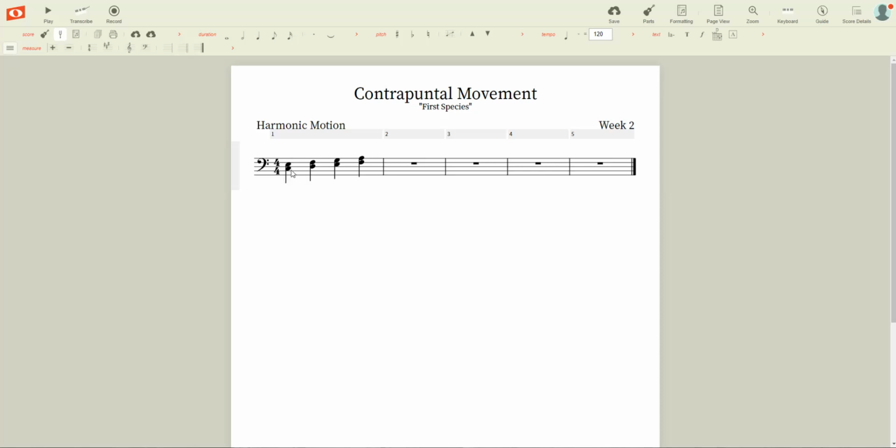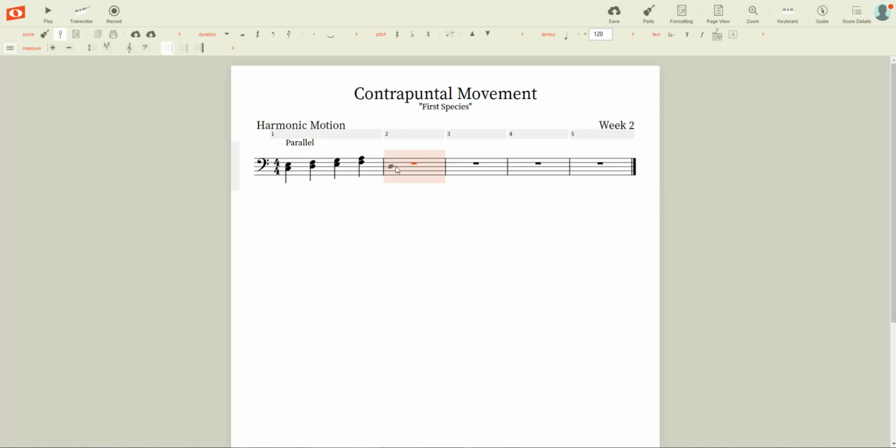Okay, this is a third. This is an interval of a third. We call this type of harmonic motion parallel motion, because everything is moving at the same rate. They're all thirds. They're all moving at the same rate. Does that make sense?